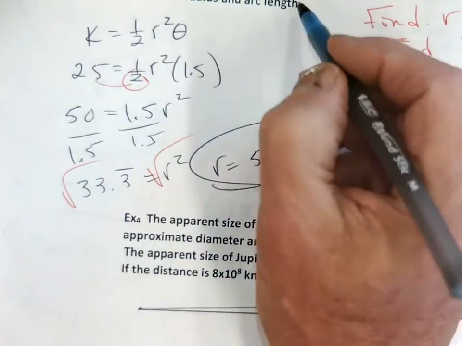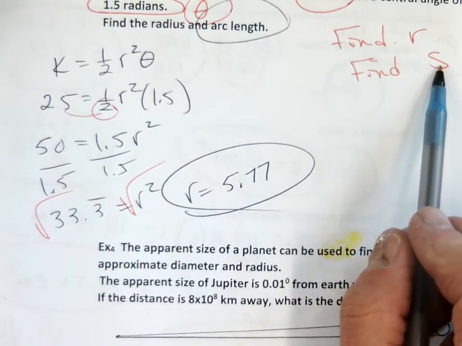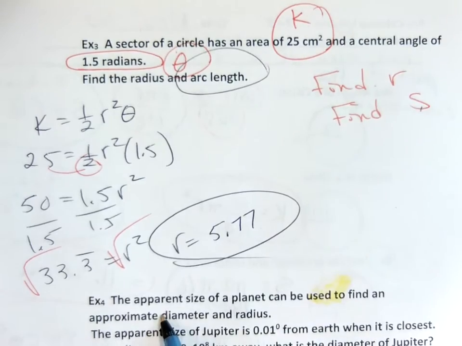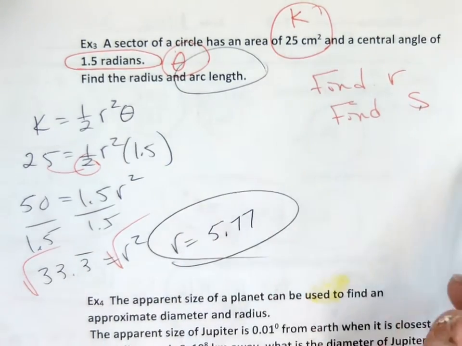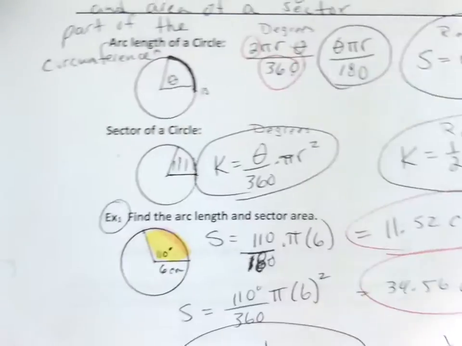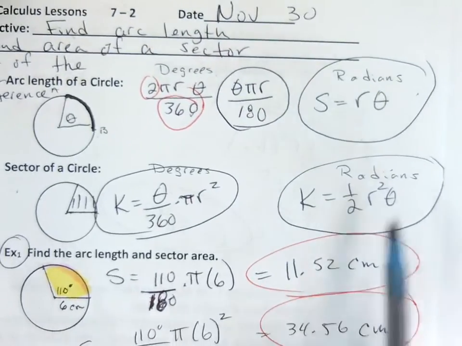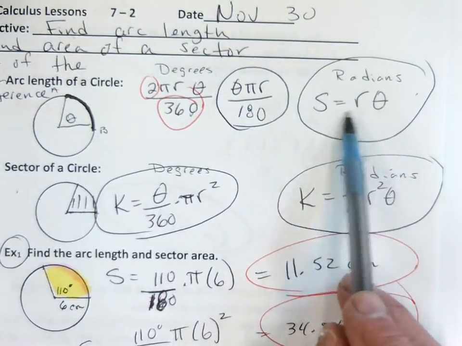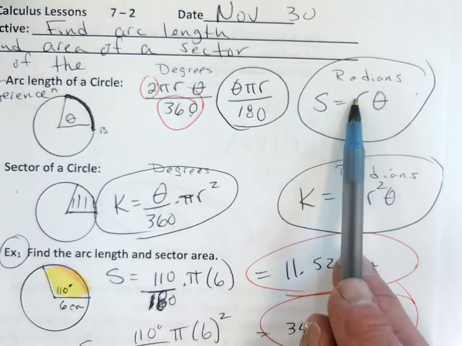Now, arc length. So I've got to find S. So what do I know? I know the radius, I know theta, I know the area. I need to find S. So I look at my formulas. Which one should I use? How about that one, right? Let's use that one because I know R, I know theta, so it's going to be pretty easy.